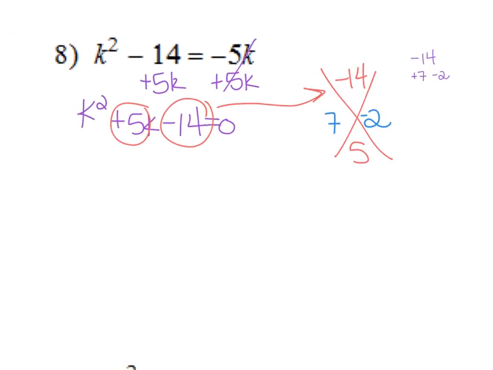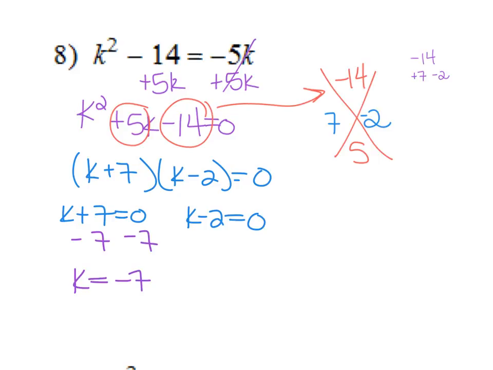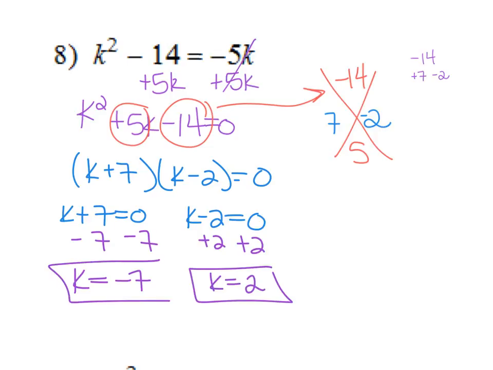Now, how I factor that is I'm going to have my k plus 7 times k minus 2 equals 0. Now split them up. I have k plus 7 equals 0, and k minus 2 equals 0. For k plus 7, I'm going to subtract 7 on each side. I get k equals a negative 7. For k minus 2, I'm going to add 2 to each side, and I get k equals a positive 2. And here are your two answers.